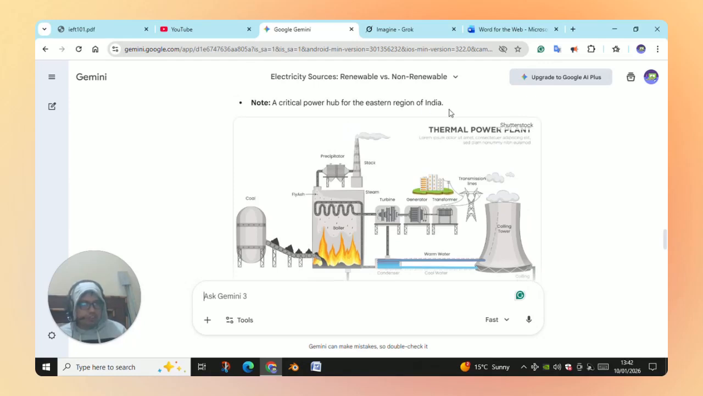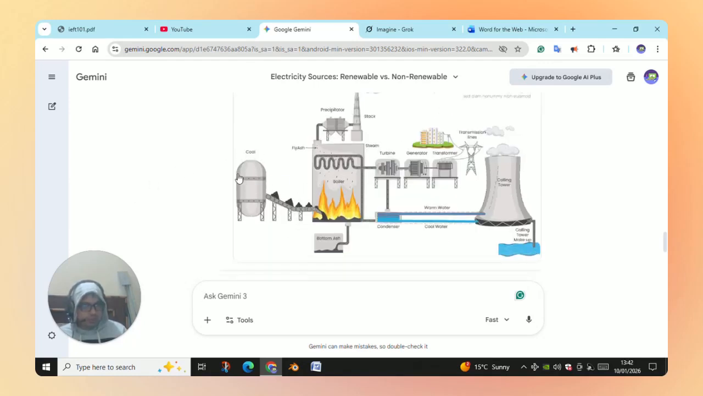Critical power hub for eastern region of India through coal. This is a collection of coal.